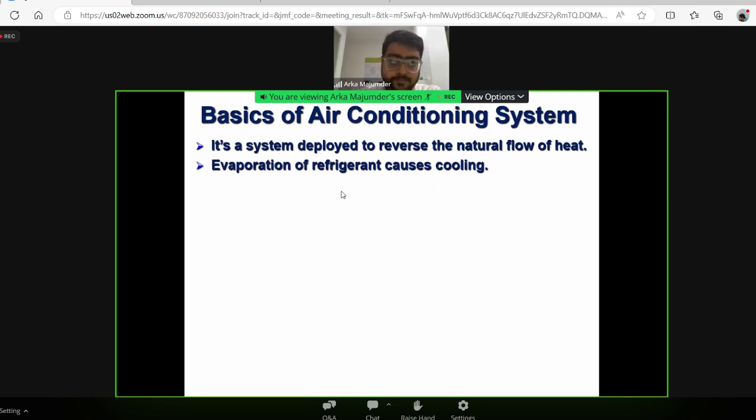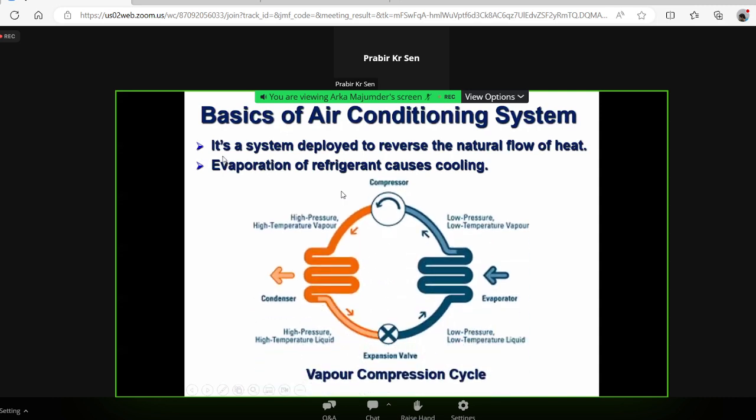Yes. And evaporation of refrigerant causes cooling. Next. How is it done? It's done like that. We have a compressor, then we compress the refrigerant gas because we have to evaporate the refrigerant gas. So how do we do it? First we take the refrigerant in a compressor, we compress it. When we compress it, it becomes hot. So it becomes quite hot. So we take out that heat by passing the hot refrigerant gas through a coil and cool that coil, which is also called the condenser.